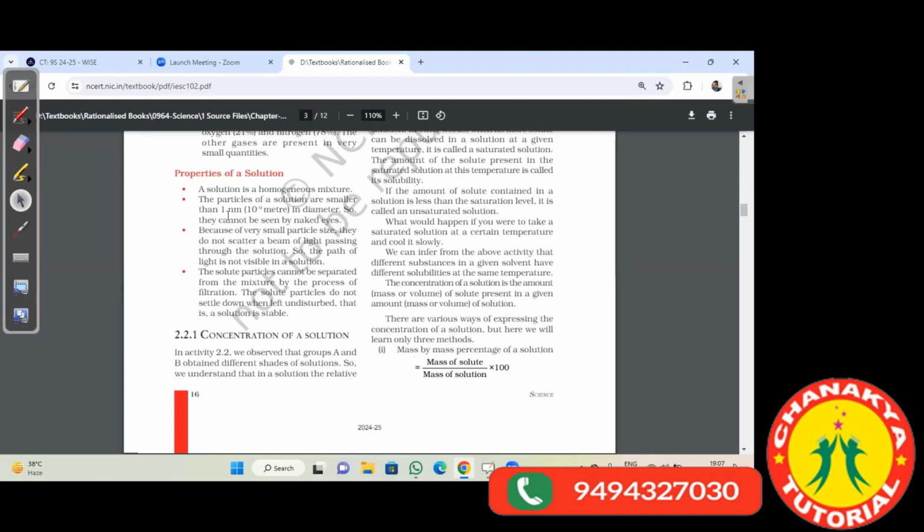And the solute particles cannot be separated by the physical method of filtration. You cannot separate them since the particles themselves are very small, whereas the size of the holes in a filter paper is about a micrometer. So a micrometer, maybe 10 to the power minus 4 or minus 5, that is the size of the pores in the filter paper. So a filter paper cannot be used to separate the contents of a solution.